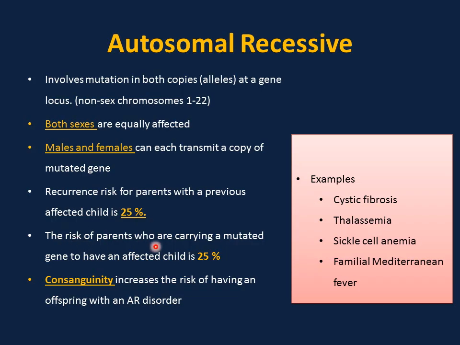Recurrence risk for parents with a previous affected child is 25%. The risk of parents who are carrying a mutated gene to have an affected child is 25%. Consanguinity increases the risk of having an offspring with an autosomal recessive disorder. Examples: cystic fibrosis, thalassemia, sickle cell anemia, familial Mediterranean fever.